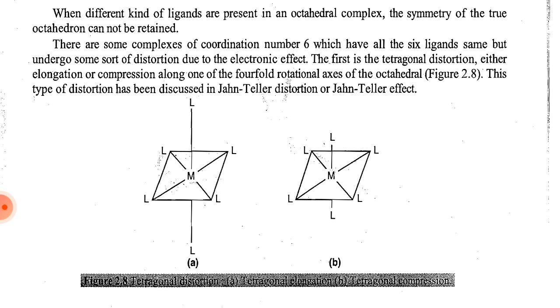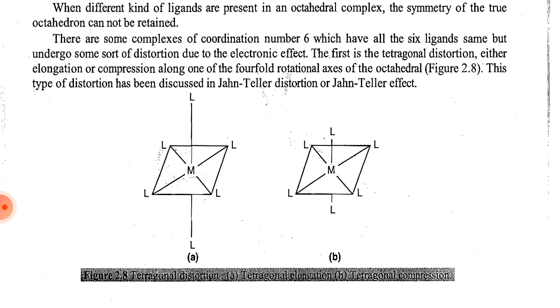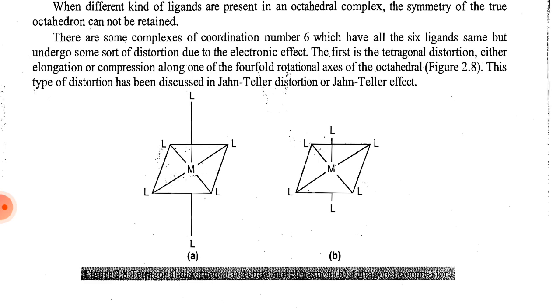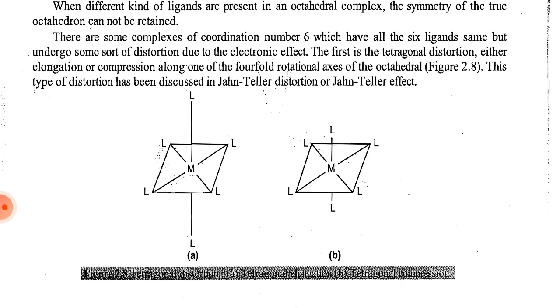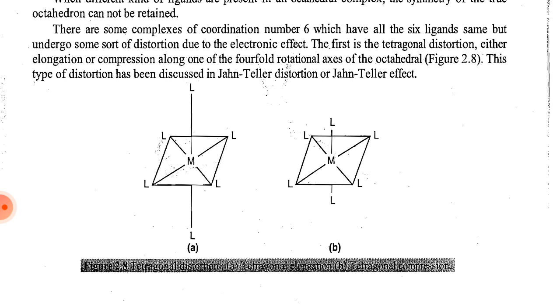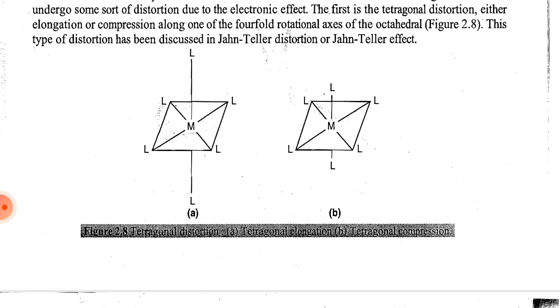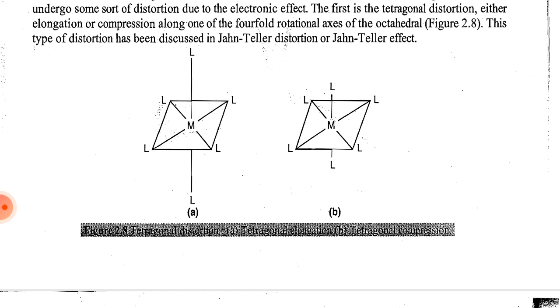This kind of thing happens due to the electronic effects, when the octahedral is distorted, with four ligands compressed around the four-fold rotation axis and the remaining two elongated along the axis. Tetragonal distortions: A. Tetragonal elongation, B. Tetragonal compression. So when the octahedral is distorted, it shows either tetragonal elongation or tetragonal compression. That means two ligands will be elongated along the axis, and the remaining four will be around the rotational axis.